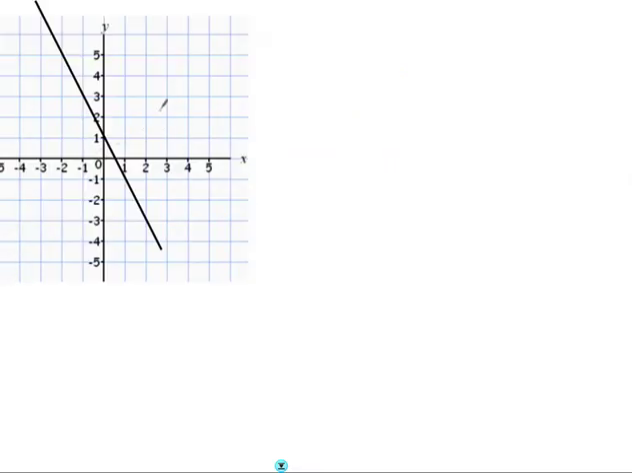This example, I'm just going to write down what the equation is. Okay, gradient here is 2 over 1. So 2 divided by 1 is 2. It's a negative gradient, so it's a minus 2x. And it crosses the y-axis at 1, so it's a plus 1.